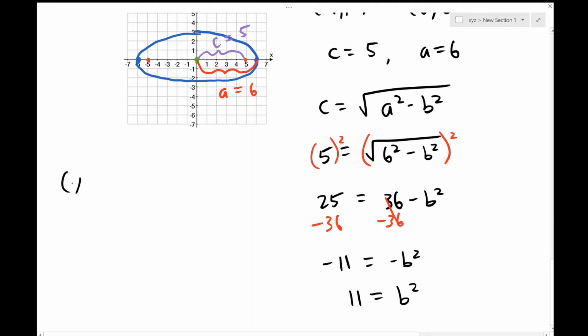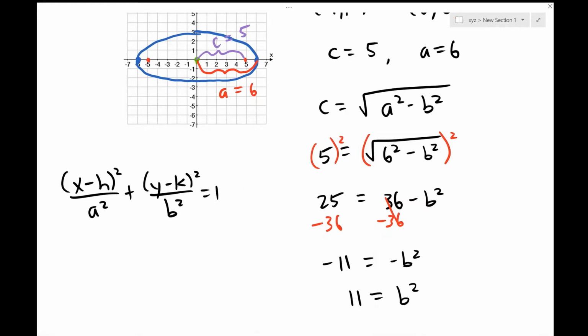So remember that our equation is (x minus h) squared over a squared plus (y minus k) squared over b squared is equal to 1. Well, now I know everything that I need for this equation to be filled out. So h and k we said are both 0, so that means in our numerators we'll just have x squared and y squared. The a value we said was 6, and so that means in the denominator here we have a squared, which is 36. B squared we've just discovered is equal to 11, so I can plug that in for b squared, and we know all of this is equal to 1.